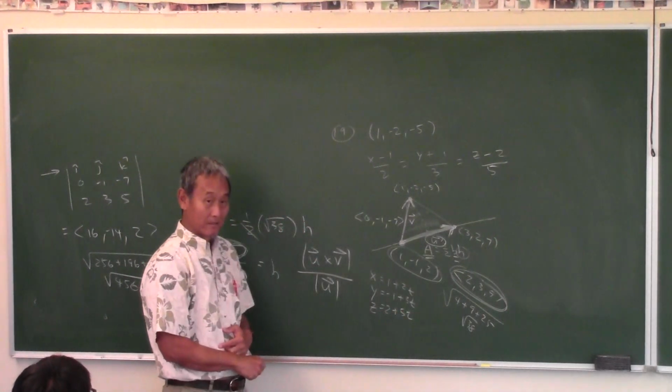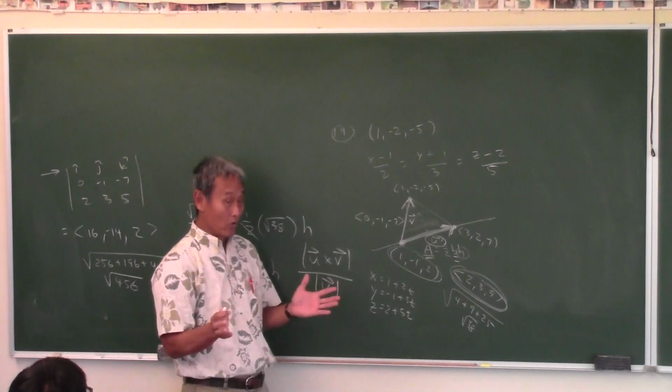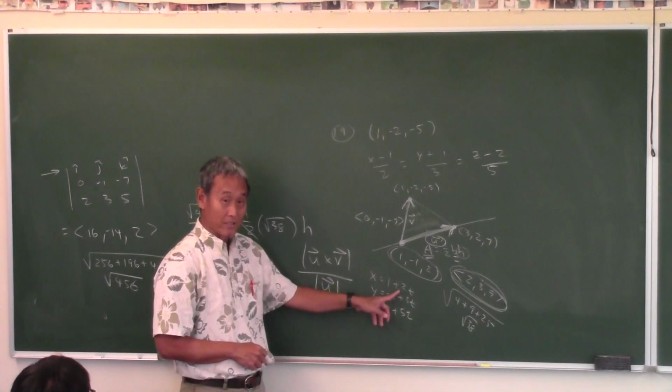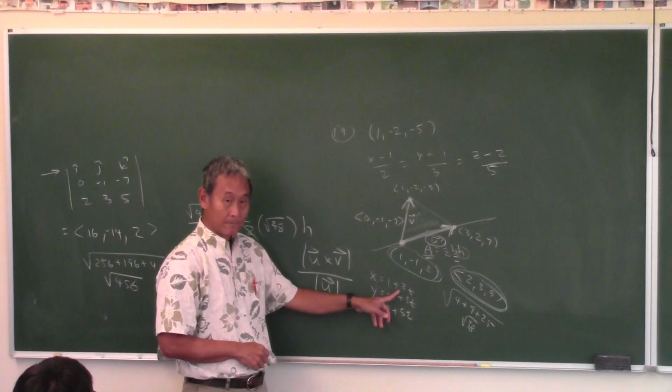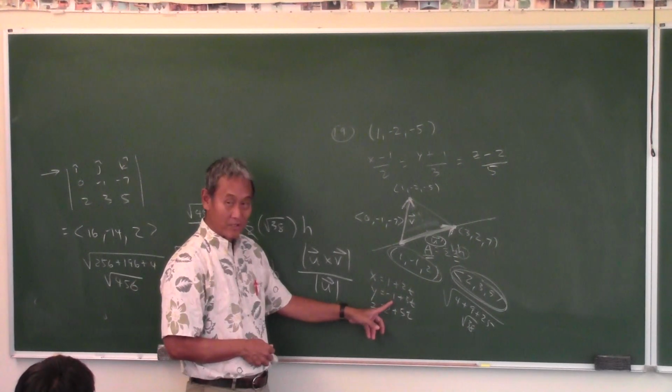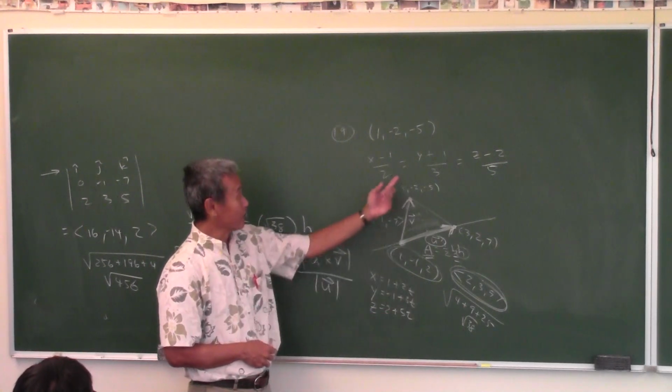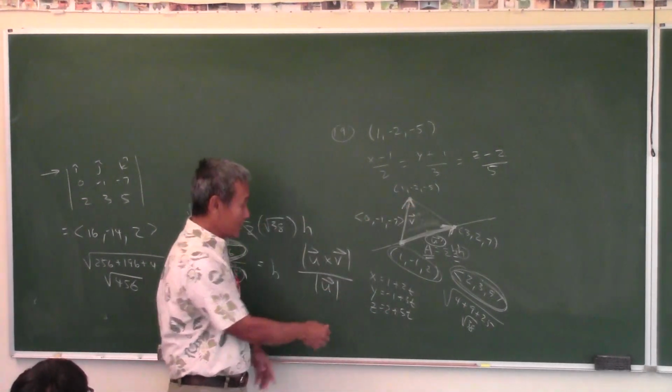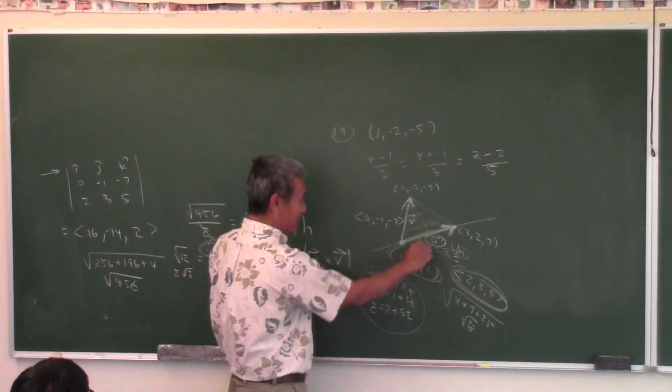Remember that? Okay, so solve for t in this equation: x minus 1 over 2. Solve for t in this equation: y plus 1 over 3. And solve for t in this one, and then you equate them. This is called the parametric representation of a line.